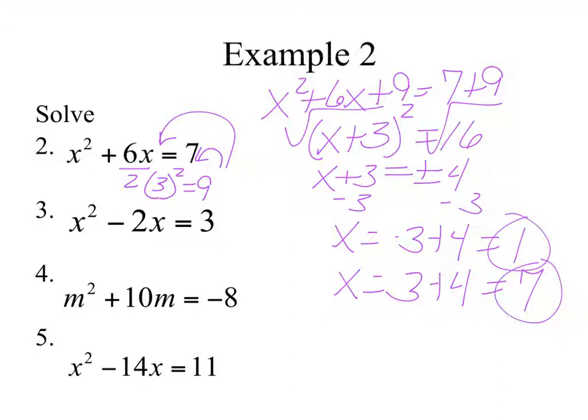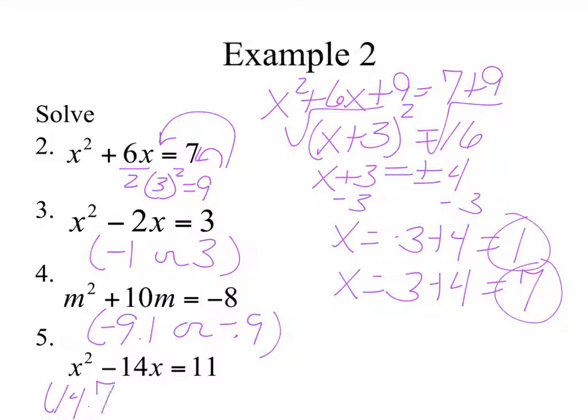For number 3, if you've taken some time and you've solved them, number 3 should be negative 1 or 3. Number 4, you would get decimals. You would just round off to the tenths place. I have negative 9.1 or negative 0.9. And for the last one, I ended up with 14.7 or negative 0.75.